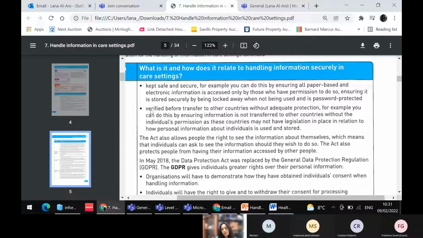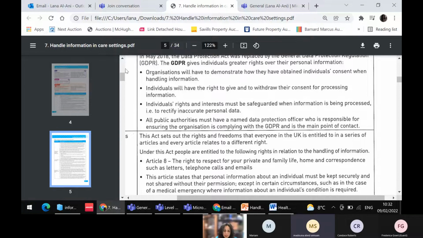Yeah. And also you should verify before you transfer the information why the people want this information. And also we should organize the information properly. And each person has the right to give us or to withdraw their consent at any time, because we can't collect this information without the person's consent, correct? A person in care has the right to either give us the consent or maybe withdraw it. And all public authorities must have a named data protection officer.